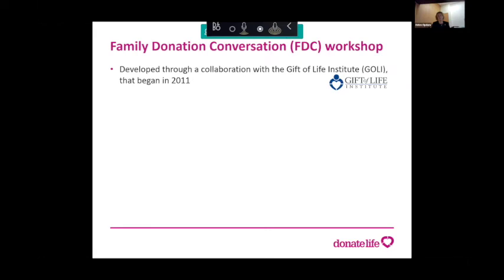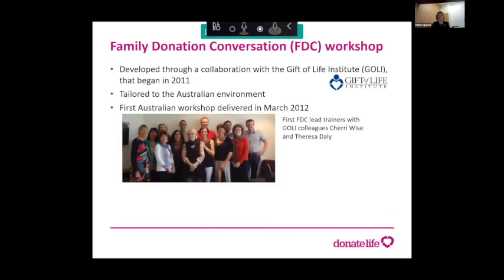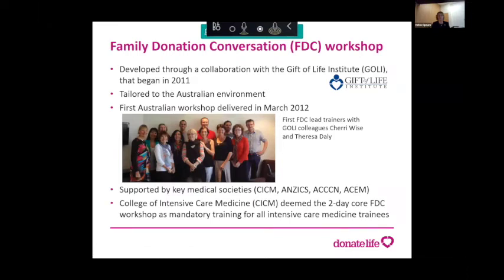And underpinning a lot of the change, particularly in family communication, has been a 2-day workshop. We developed it with the assistance of the Philadelphia Gift of Life Institute program. It was tailored to the Australian environment, first delivered in 2012, and importantly supported by our key medical societies, including our College of Intensive Care Medicine that deemed it mandatory training for all intensivists.